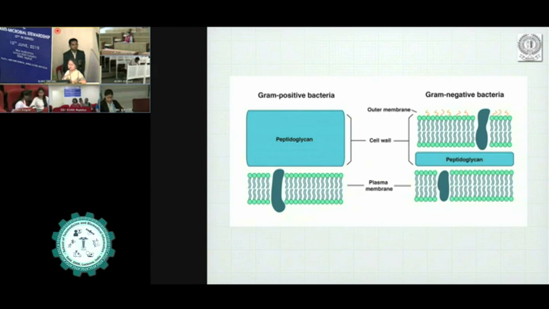In case of gram-positive bacteria, we have a thick peptidoglycan layer, which contributes about 90%, whereas it's only about 10 to 20% in case of gram-negative bacteria. And gram-negative bacteria have a periplasmic space, which is not so in case of gram-positive bacteria. And gram-negative bacteria have an outer membrane protein.